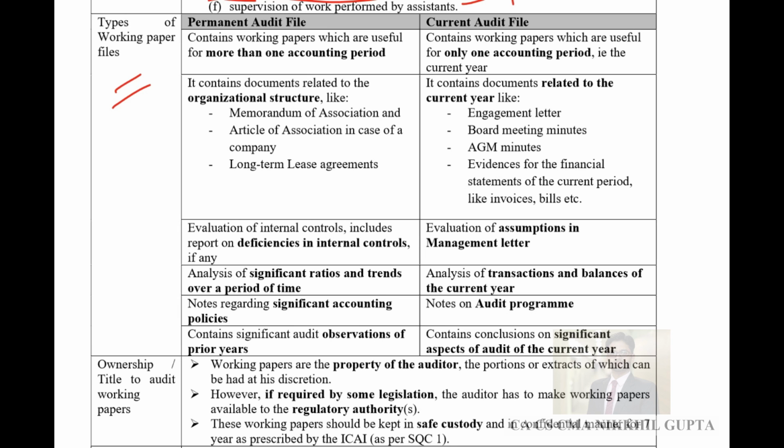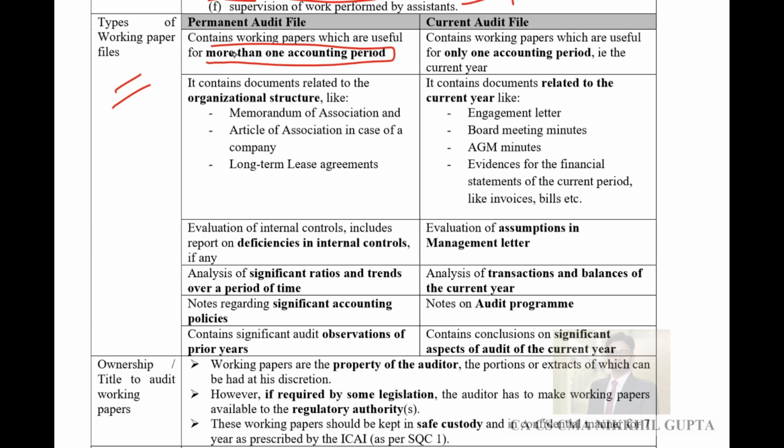So the auditor need not carry the current audit file in the subsequent years. He can just store the current audit file in his office, and he just has to carry the permanent audit file for each year of audit where he is appointed as the auditor. So this was the broad difference between permanent audit file and current audit file. Now let us go through the differences in detail.